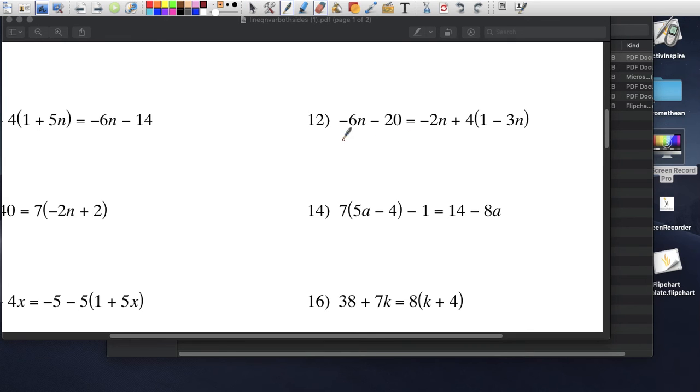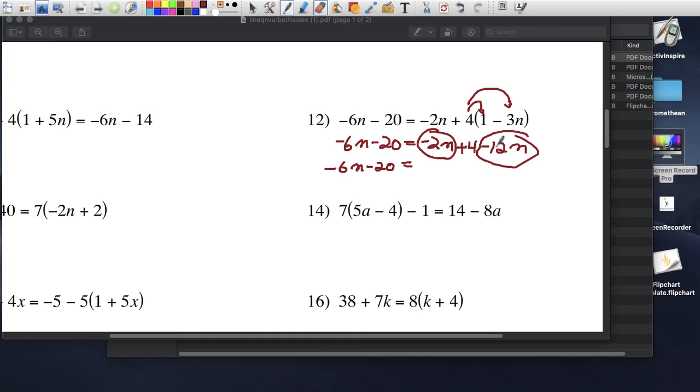So we have negative 6n minus 20, negative 2n. I have to do the distributive property here first. So this and this is positive 4. This and this is negative 12n. Distributive property check. Combine like terms. Nothing on the left side, so I'm just going to copy it. But on the right side, I can combine this guy and this guy. Negative 2n and negative 12n is negative 14n plus 4.